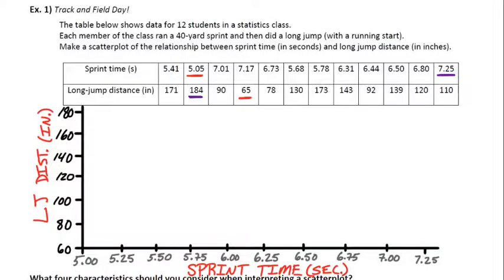Okay, now just plot each individual and see what we come up with. So I tried to do it as accurately as I could. So 5.41, 171, 5.05, 184, 7.01, 90, so on and so forth. Let's see if we can get all of these stats kids down here.